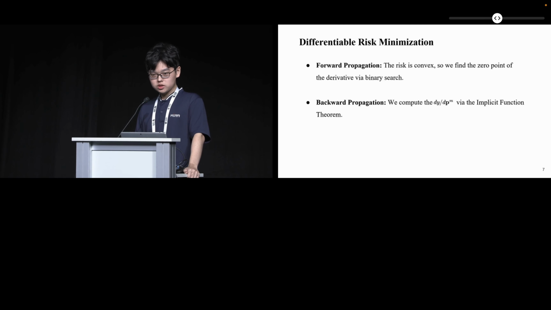We propose an approach that enables end-to-end learning of the network. Firstly, the target function R(y; p_m) is convex with respect to y, so we compute the optimal solution where the derivative is zero by binary search. Secondly, to enable end-to-end training, we have to compute dy over dp_m to propagate the gradient backward. We obtain the gradient by the use of the implicit function theorem.